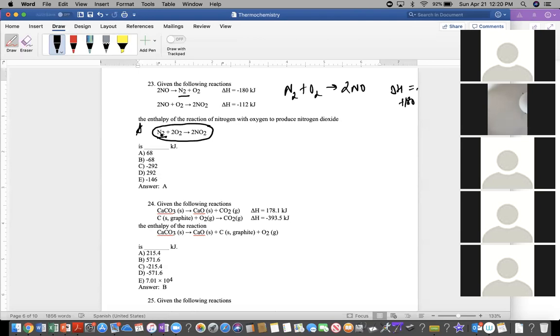So we don't need to multiply or anything, but we need to see here that N2 is on the right-hand side of the arrow. Here it's on the left-hand side of the arrow. So I need to flip this reaction. That's why we wrote it by flipping it. I did not touch the numbers.